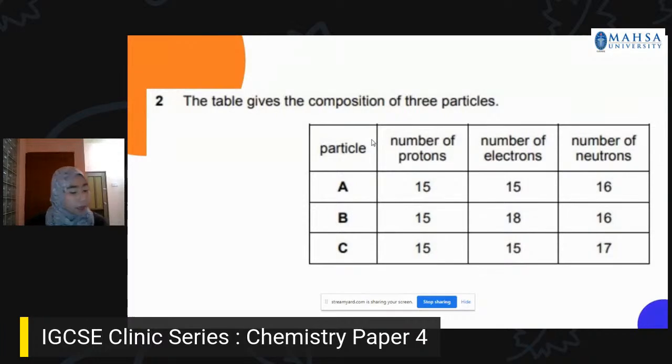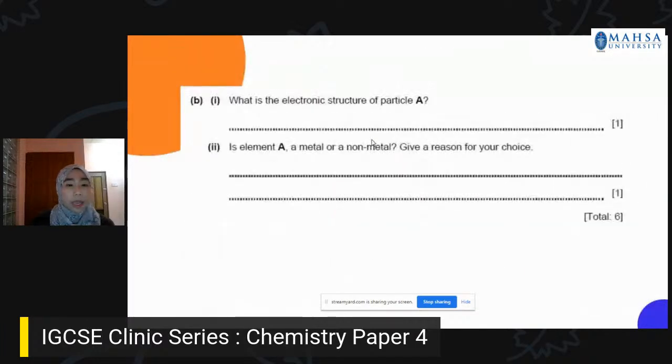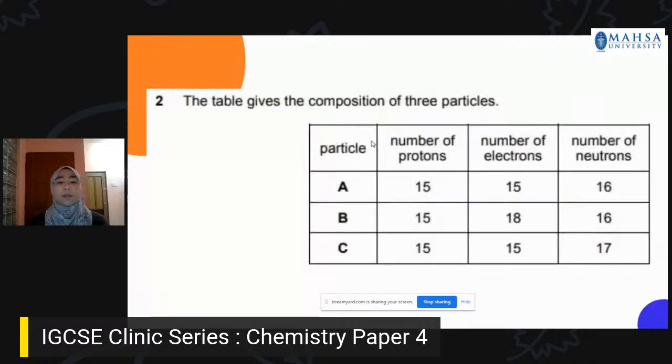Okay, let's go for this one. The question again, to double confirm: is element A a metal or non-metal? Refer back to here. Whether element A is a metal or non-metal depends on its location in the periodic table. So how can you know the location? It depends on the electron arrangement that you already arranged in the previous question. So what is the answer? 2, 8, 5.